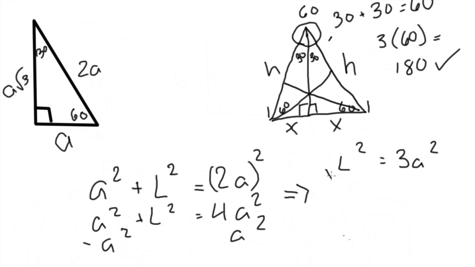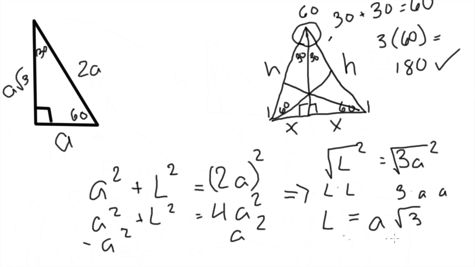To get rid of these squares, we're going to apply a square root to both sides. Here we have a pair of L's, so that means we can take an L out of the square root. There's nothing left inside, so no more square root. Over here we have 3 and a pair of a's, which means we can take an a out of the square root and we leave the 3 inside. So we get the long leg is equal to a square root of 3. So now we just proved why each of these side lengths are what they are.